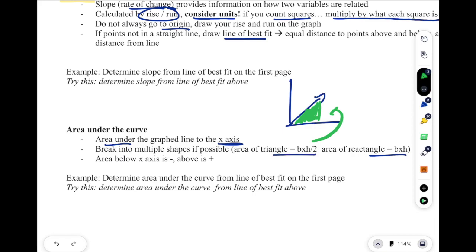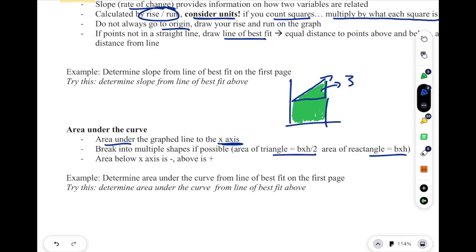Base times height divided by 2 to solve for the area. Sometimes the shapes are a little bit harder, so I'll give an example of that. Maybe your shape looks like this, doesn't begin at the origin, and when you shade in the area there, it's not a rectangle or a triangle, but we could break it up into a triangle and a rectangle.